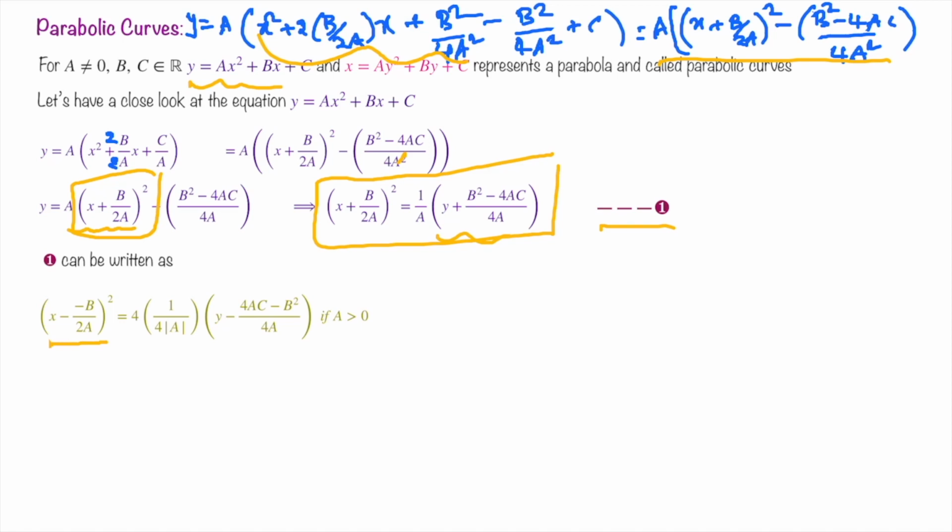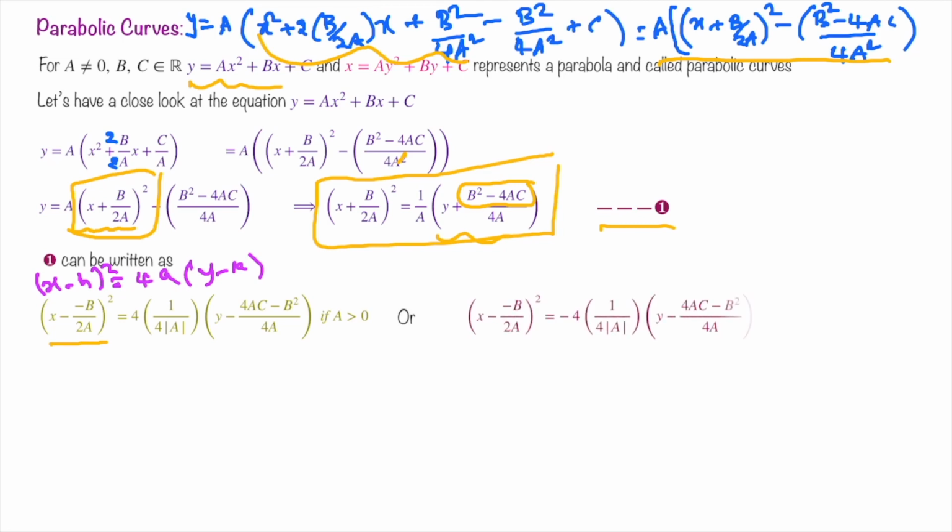So 4 times 1 by 4 mod a times y minus of 4ac minus b square by 4a. Now this looks like x minus h whole square equal to 4a times y minus k. Or if a is negative, you can also write like this. If a is negative, then you can replace a with minus mod a.